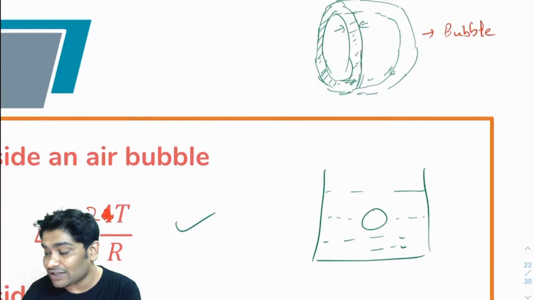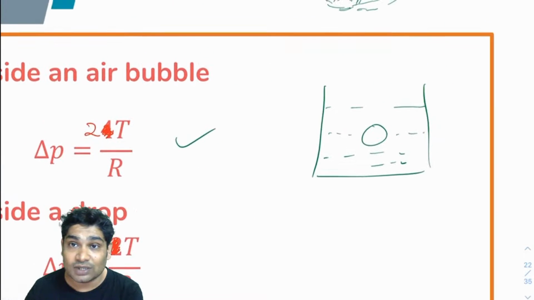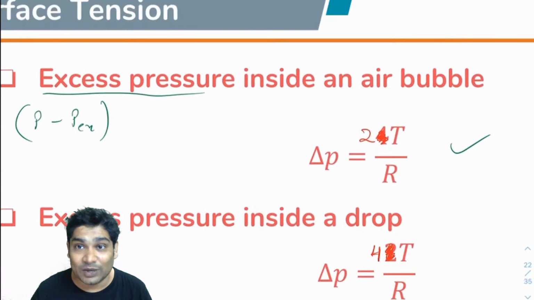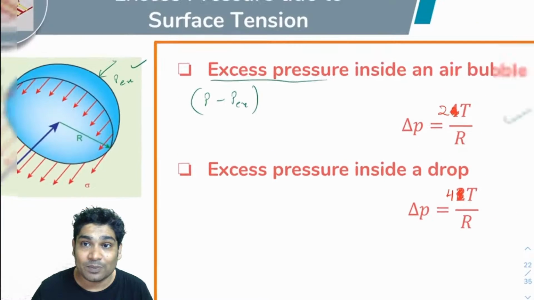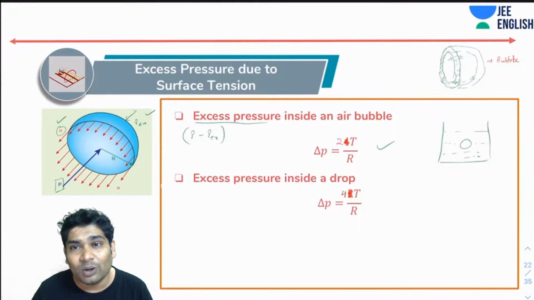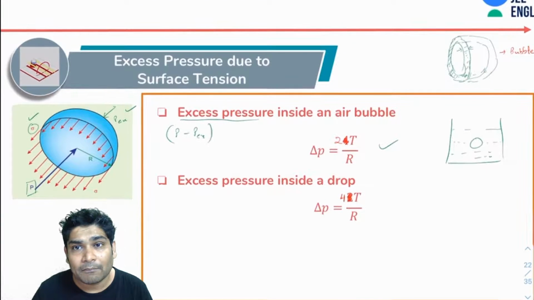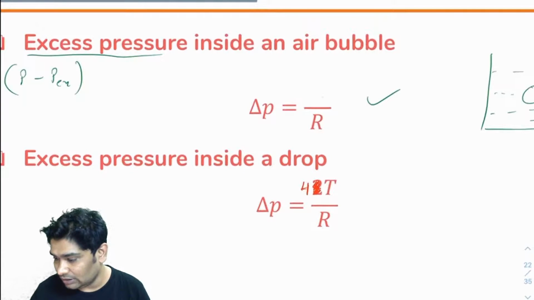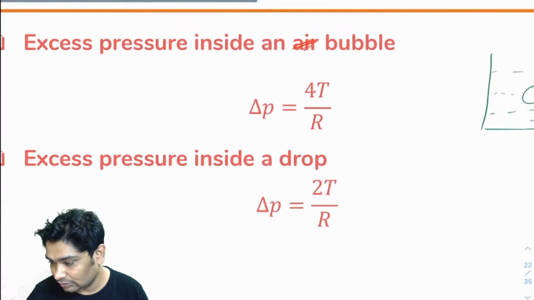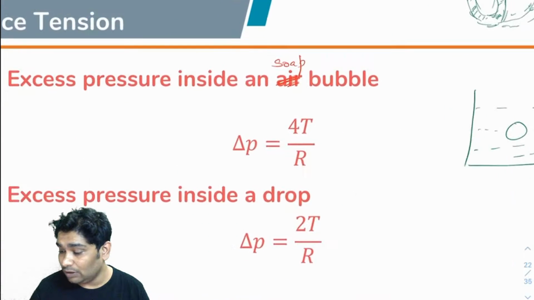Inside a soap bubble, it has two free surfaces, that is why it's getting double the surface tension force. And this is a drop. In a drop, there is only one free surface, okay? And for only one free surface, the excess pressure is 2T over R, okay? So please remember this. Oh, yes, this was correct. Soap bubble it should be, soap bubble. Inside a soap bubble, it would be fine.